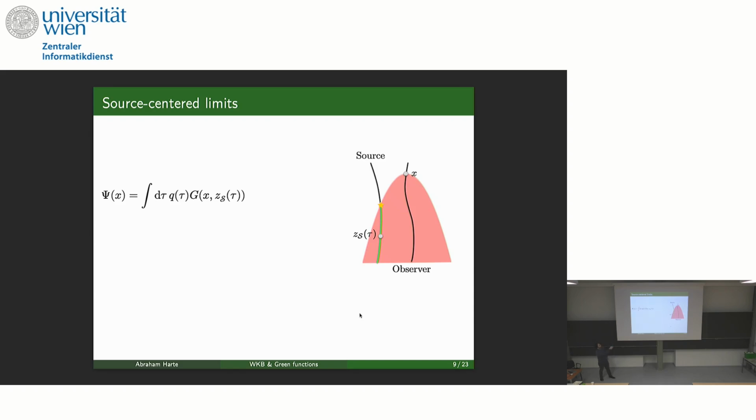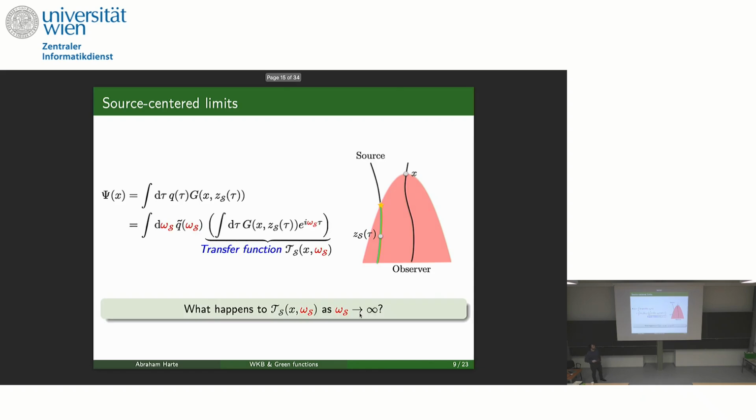So it depends on this integral of whatever your source property q is integrated against your Green's function. All right. Now, what you can do is you can write your multipole moment here in terms of its Fourier transform and rearrange things a little bit. And when you do that, instead of a time integral here, you have a frequency integral, right? And essentially what you're doing is you're shifting the Fourier transform from the source over to the Green's function. And this thing here is a kind of transfer function for your spacetime. I'll call it a source-centered transfer function.